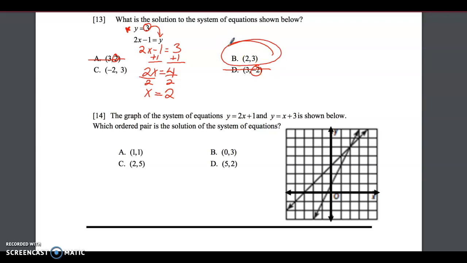Number 14, the graph of the system of equations. We have two equations shown right here. Which ordered pair is a solution to the system? Well, right here is the point where they cross. If we look for our x, 1, 2, our x has to be 2. So right now it looks like C is our best choice. Let's go ahead and check it though. Our y, 1, 2, 3, 4, 5. Yes, that is correct. C is the correct answer.